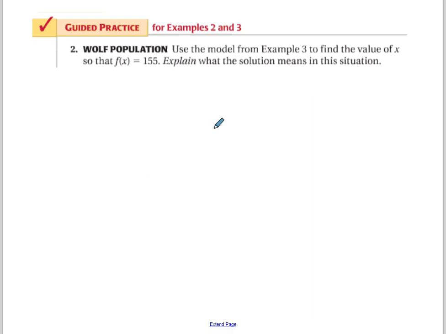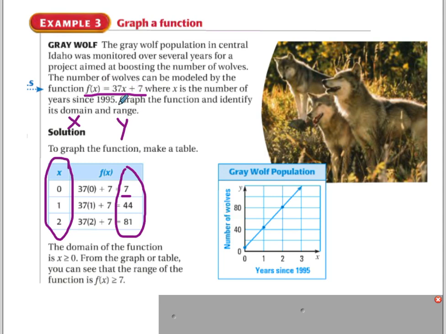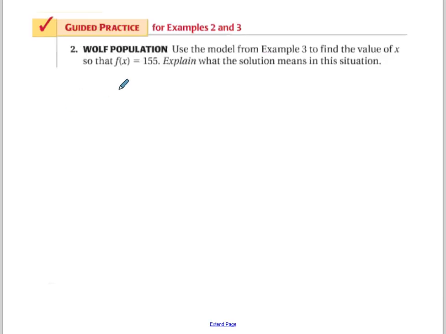All right, so if I wanted to use the model from that last example we just looked at to find x, so that f of x equals 155, and then I want to explain what the solution means in this situation. So I'm going to look at my function again. It's 37x plus 7. So I'm going to go f of x equals 37x plus 7. Double check I got that right. Yep, okay. And then I'm just going to plug 155 in for my f of x.